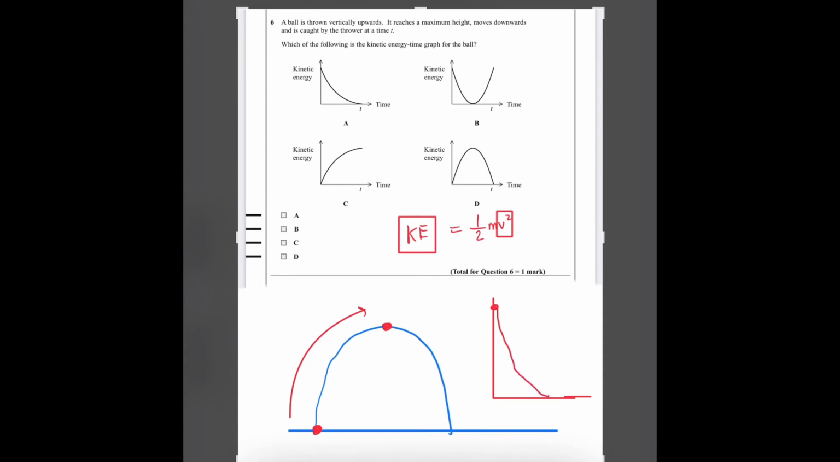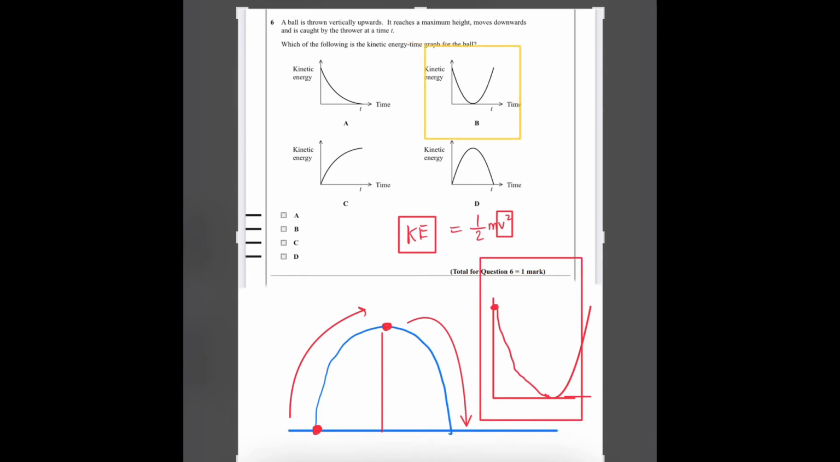So it goes to here, and then again starts to increase, right? The kinetic energy becomes 0 at this point, and then it again starts to increase. The kinetic energy increases because the velocity increases due to the gravitational pull. So again the kinetic energy increases. So the only graph that matches with this diagram is B. So the option is B.